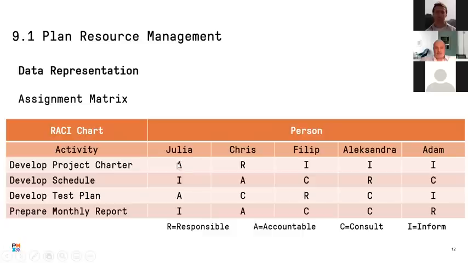So Julia A, as the accountable, is really the sponsor of this project. Then we are going to let Philippe, Alexandra, Adam, and other stakeholders in the project know more about the project and the charter that we have developed. All different tasks, we are going to fill this matrix and communicate with our team, making sure they know what they are doing and when, and who they should inform and who they should consult before doing the process.